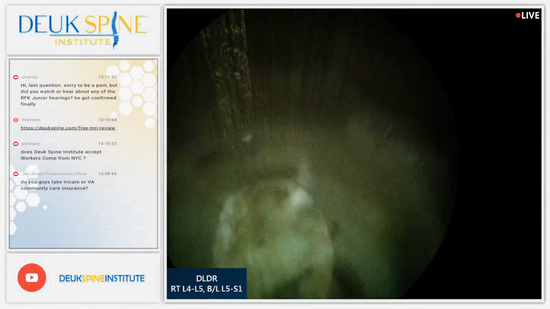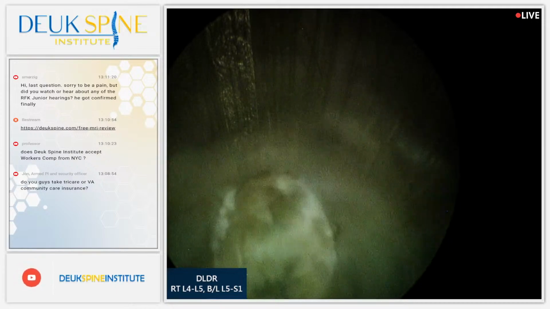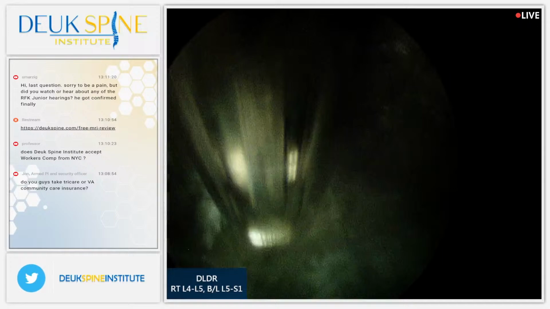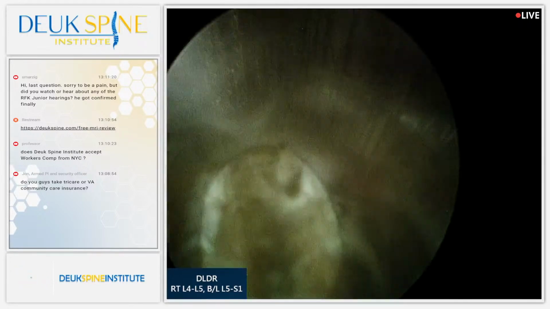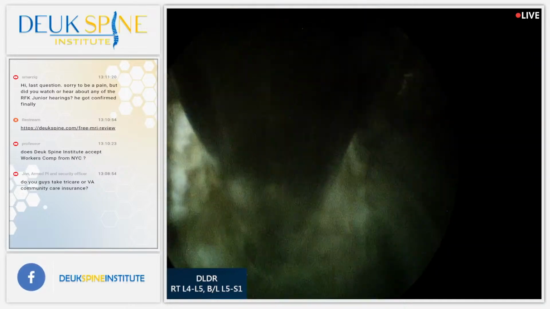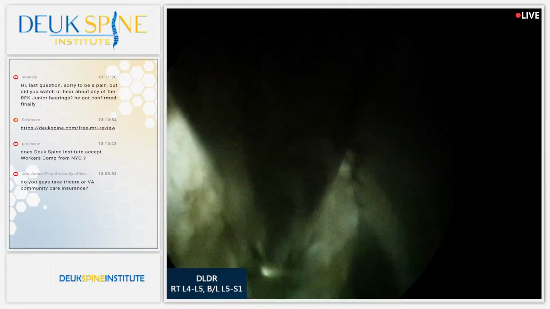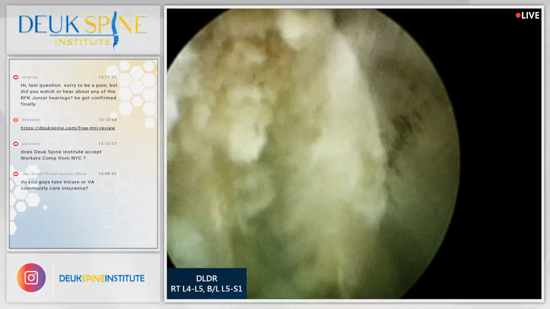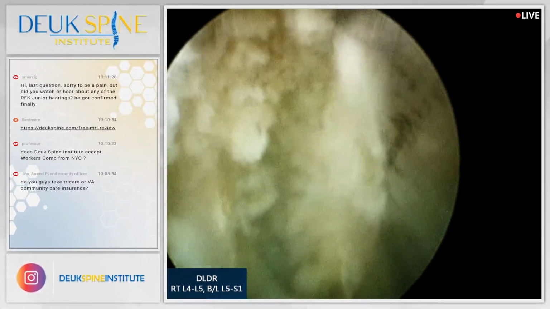So what we would have to do is work with your work comp insurance. As long as they're willing to pay for the surgery in advance, then you're good to go. If they're not, then you would have to pay, and then we would bill your insurance and be able to refund your payment if they pay more than what you paid, basically.